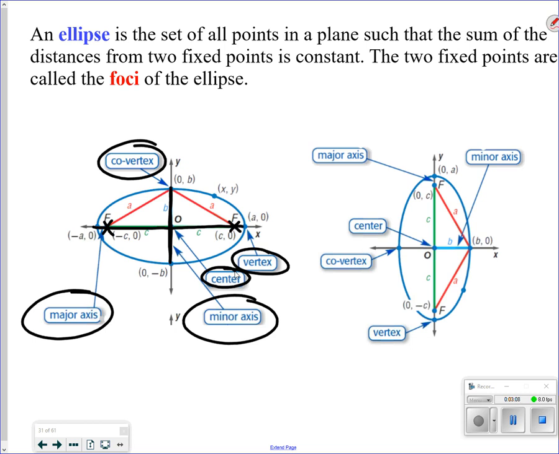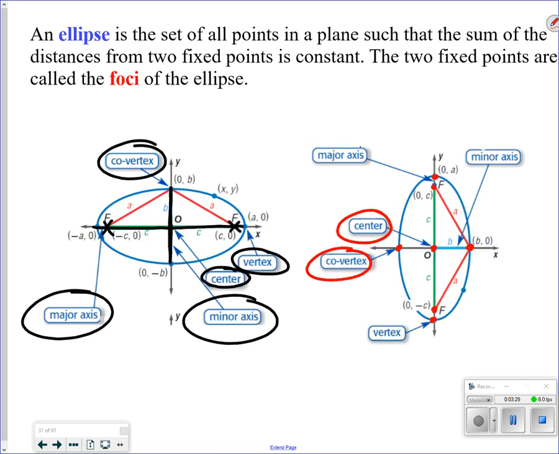So the same thing on the next one. We've got the center, and we've got the co-vertices on either side on the minor axis, the vertices on either end of the major axis, and then the center and the two foci points. So lots of things that we will have to talk about.